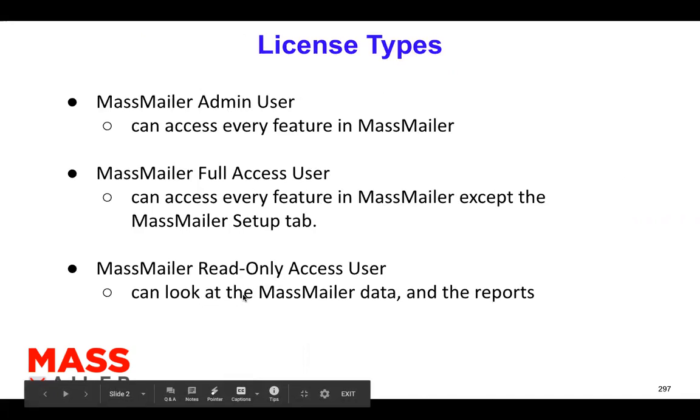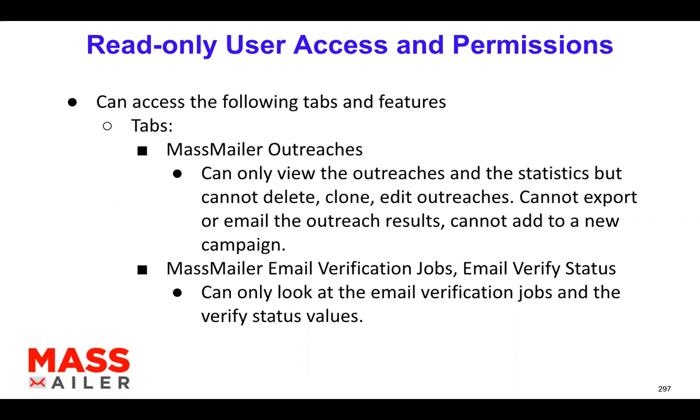And I've got the full-level details here. I highlighted only the read-only user access permissions here, because the rest of the two is quite easy to comprehend, because there's only one difference between the admin user and the full access user, right? So the read-only access user, what is it that they can do? The tabs and the features that they can use: basically, they can click on the MassMailer app, and they can get into the MassMailer app.